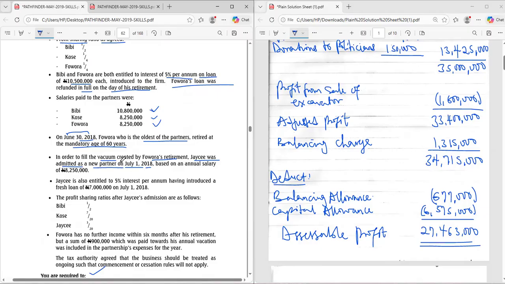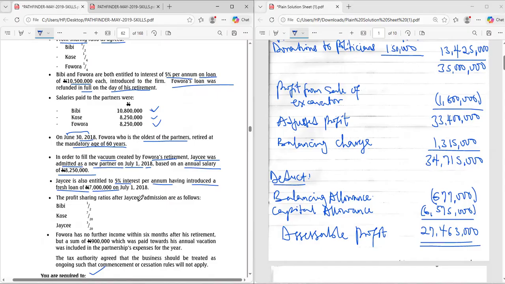So that's why I said, in order to fill the vacuum created by Powora's retirement, JC was admitted as a new partner on July 1st, 2018, based on an annual salary of how much? 8,250,000. So they are going to be paying JC 8,250,000. JC is also entitled to 5% interest per annum, having introduced a fresh loan of 7 million. So JC also gave us a loan, 7 million naira. We'll pay him 5% on the loan.